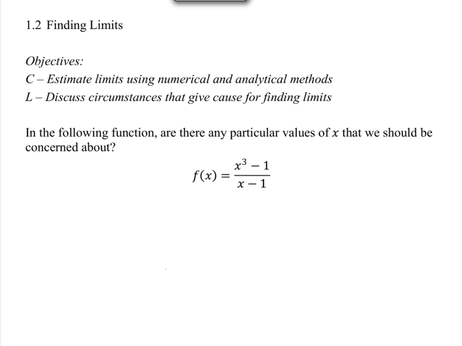All right, in the following function, are there any particular values of x that we should be concerned about? X can't equal 1, that's right. Why not? The denominator would be 0, and what happens then? The world blows up. You can't divide by 0. We haven't learned how to get around that yet. We can, but you can never actually divide by 0.